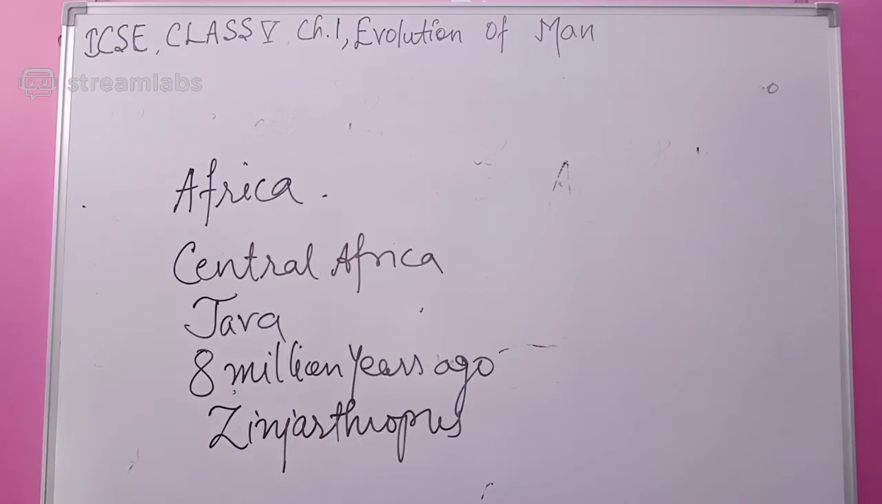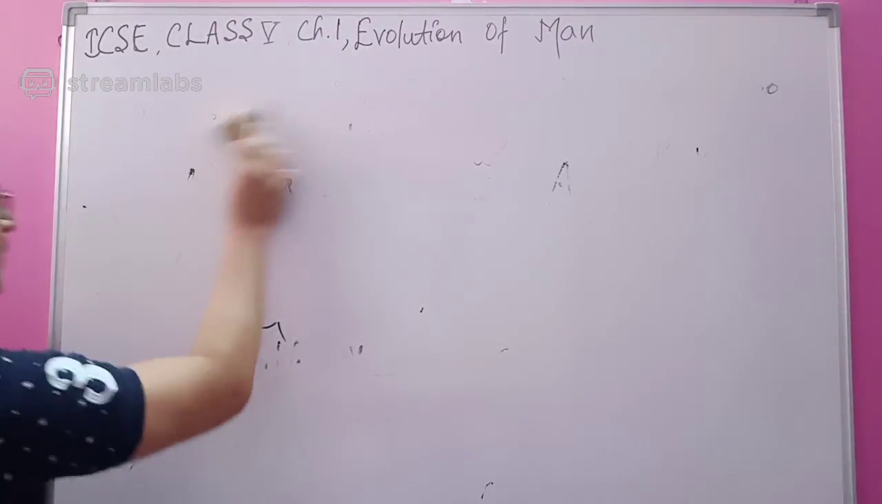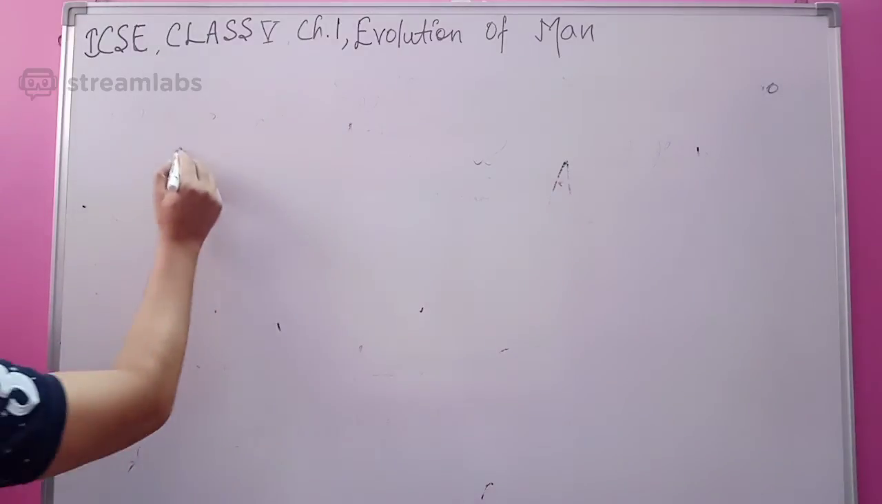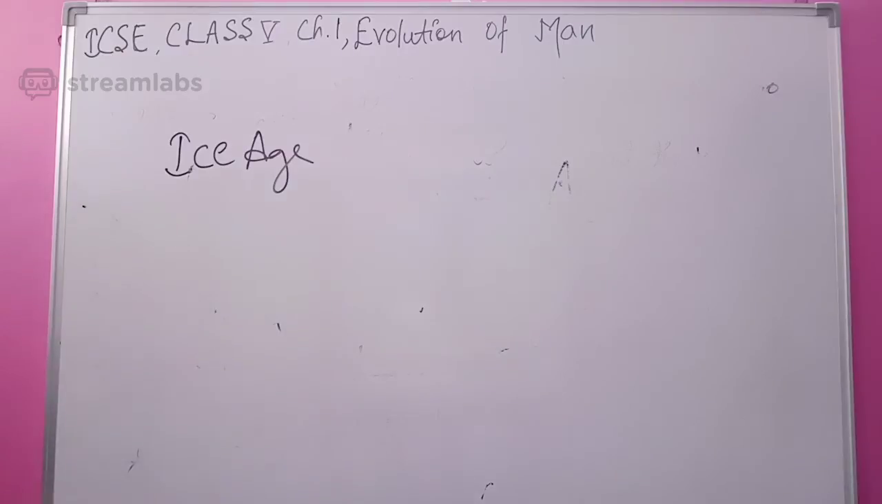Now, certain fill in the blanks are there. My first fill in the blank is, early man made great progress during dash age. Which was the first age that we have studied? And that is the Ice Age.